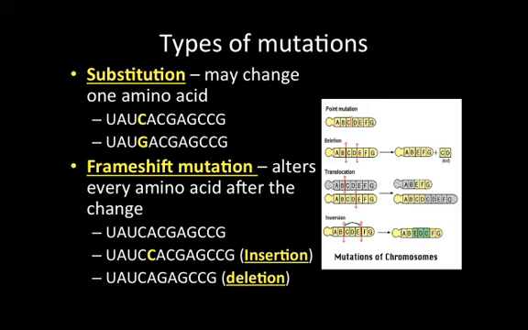Same thing with the deletion. It has an impact on every single codon after that deletion. So frameshift mutations are much more dangerous because it alters every codon after that particular mutation, which could alter every amino acid after the mutation.